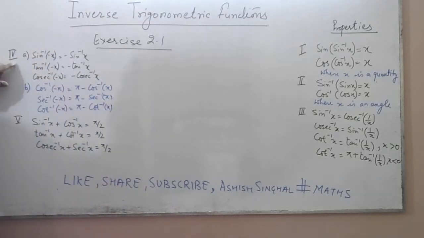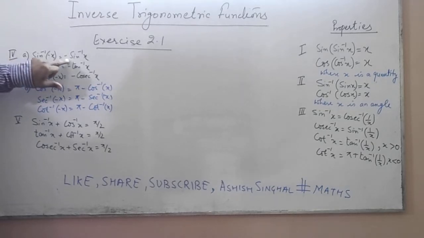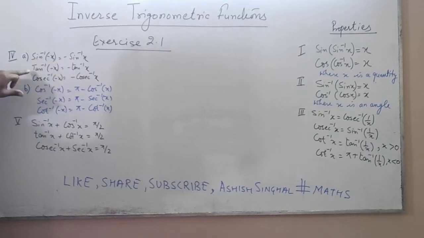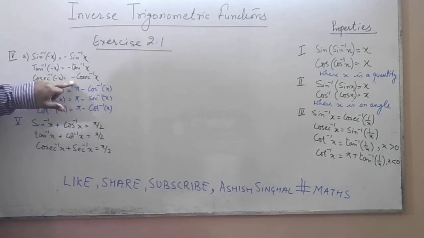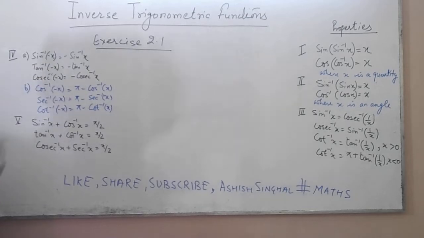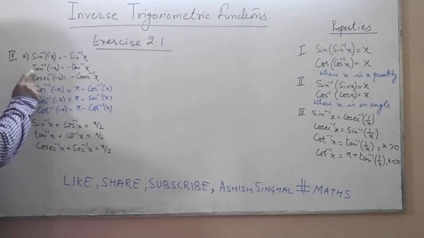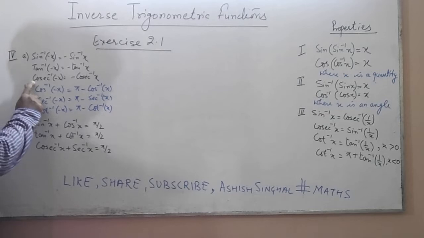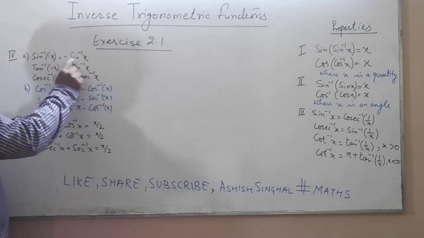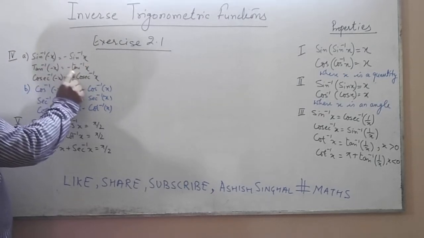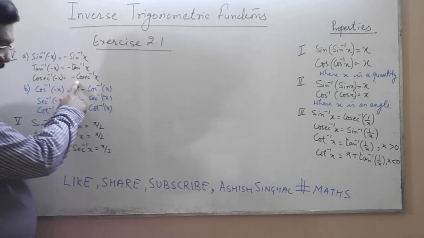The fourth identity has two parts. Sin inverse of minus x is minus sin inverse x. Tan inverse of minus x is minus tan inverse x. Cosec inverse of minus x is minus cosec inverse x. Please see here, for sin inverse, tan inverse and cosec inverse, the result is minus sin inverse x, minus tan inverse x, minus cosec inverse x.